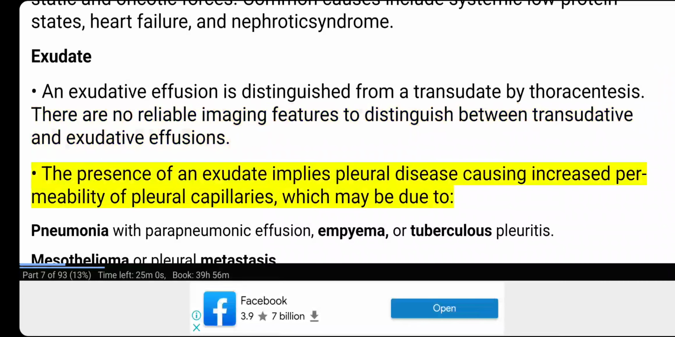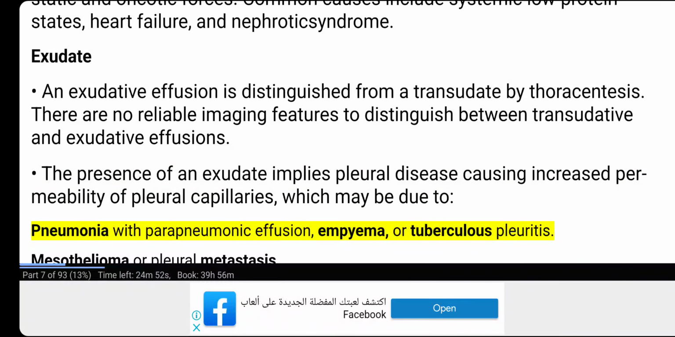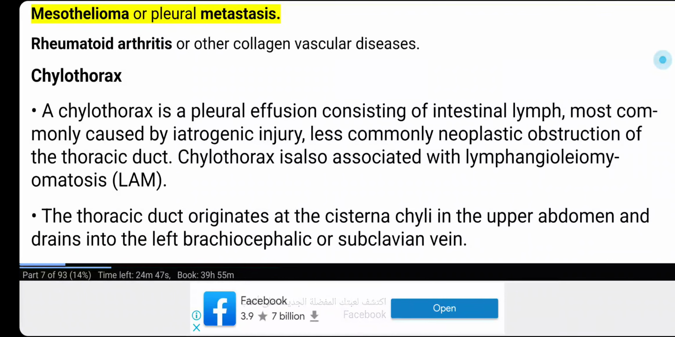The presence of an exudate implies pleural disease causing increased permeability of pleural capillaries, which may be due to pneumonia with parapneumonic effusion, empyema, or tuberculous pleuritis, mesothelioma or pleural metastasis, rheumatoid arthritis or other collagen vascular diseases.